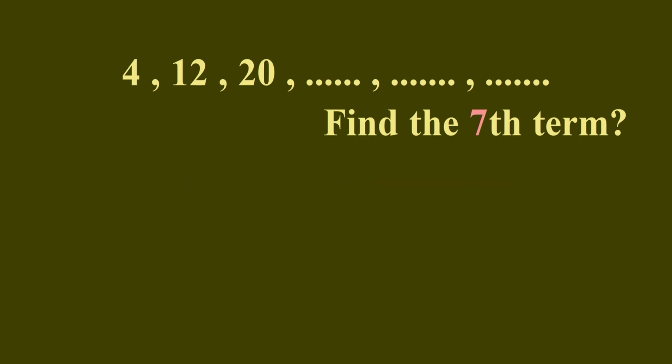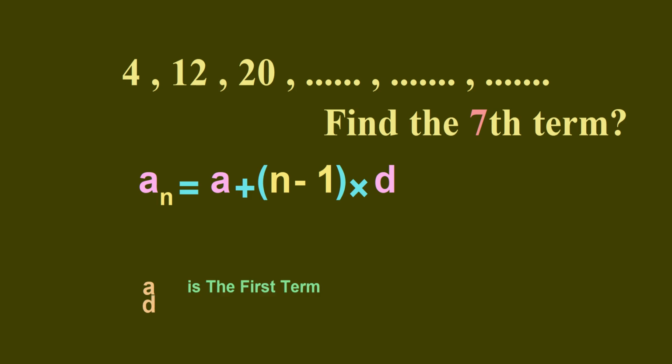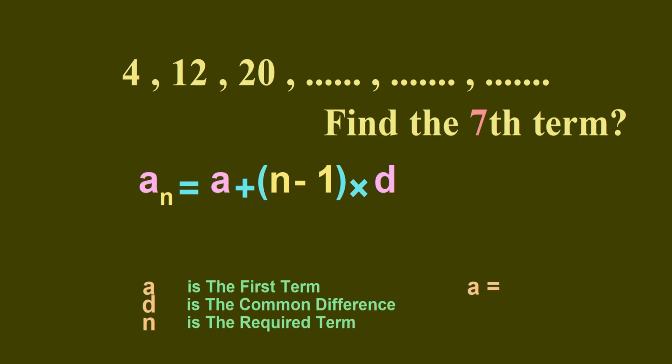In this method, we use the formula an equals a plus n minus 1 times d, where a is the first term and d is the common difference and n is the required term. From our problem, the first term a equals 4 and the common difference d equals 8 and the required term n equals 7.